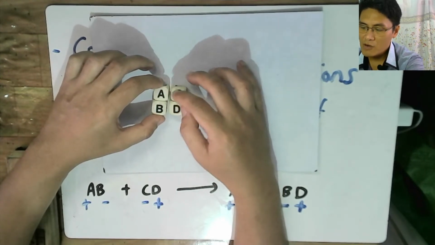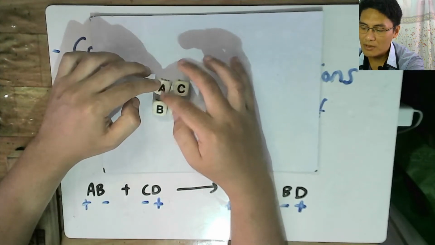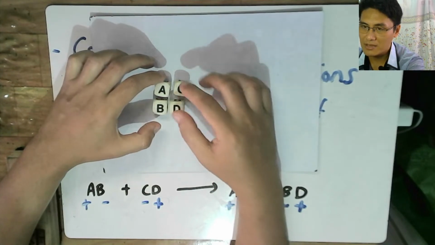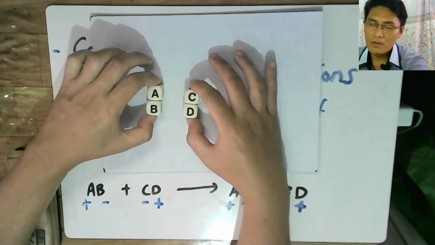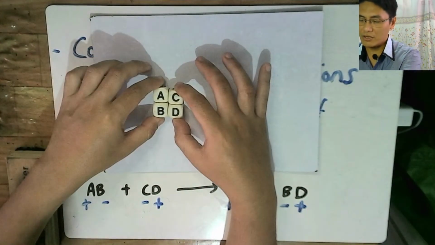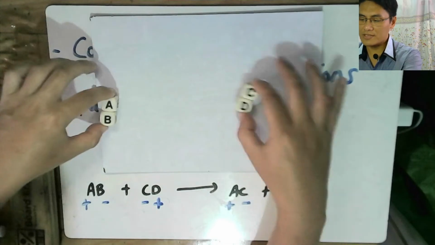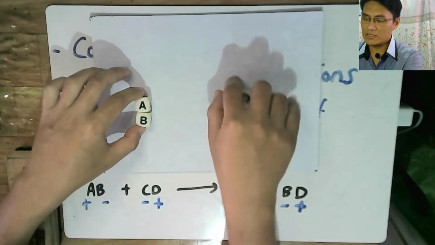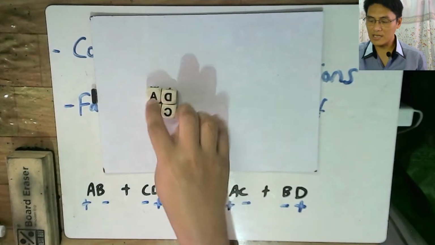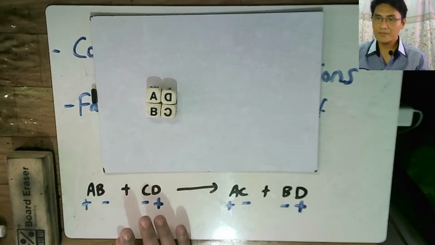Because remember, for A and C to bond together, it must first break its bond with B. A must break its bond with B, and C must break its bond with D. So there are two things. Number one, it must be a correct orientation, right? Because if it's like this, it's not gonna work. If it's like this, it's not gonna work. If it's like that, it's not gonna work because A and D are both positive, B and C are both negative.